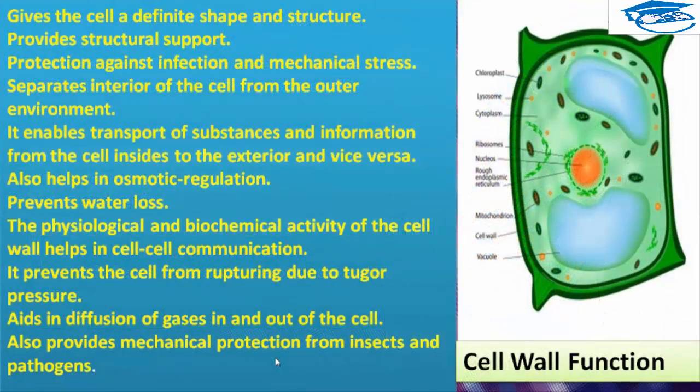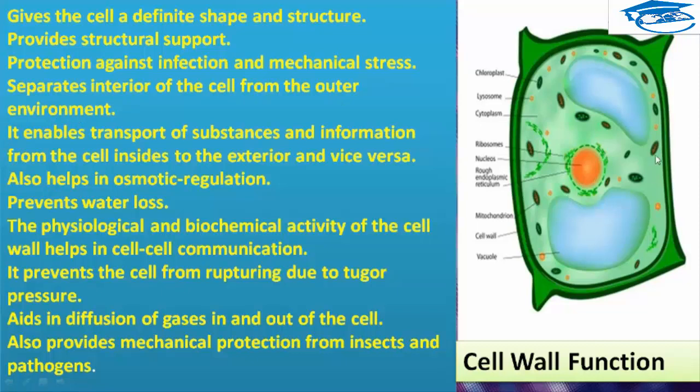Now, what are the cell wall functions? It gives the cell a definite shape and structure. The cell wall not only gives shape to the cell, but it also protects the cell from mechanical damage and infection. It also helps in cell-to-cell interaction, and it provides a barrier to undesirable macromolecules. It helps in protection against infection and mechanical stress. It separates the interior of the cell from the outer environment.